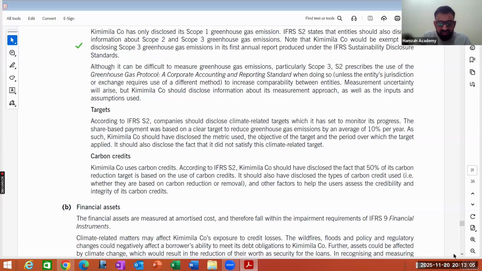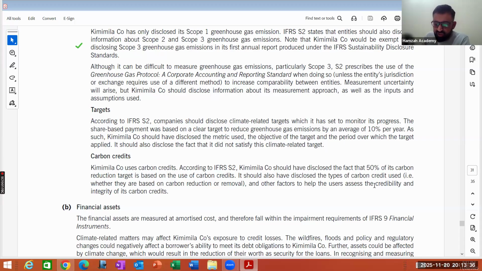Then there are carbon credits. Carbon credits, basically you can say, are incentives to contribute positively towards the environment. So K company uses carbon credits. According to IFRS S2, K company should have disclosed the fact that 50% of its carbon reduction target is based on the use of carbon credits.